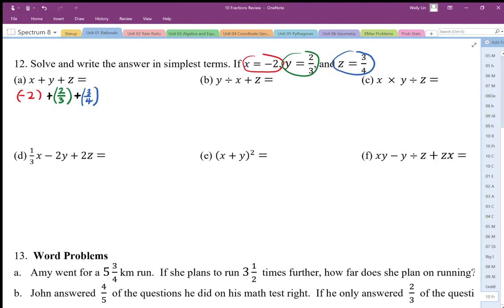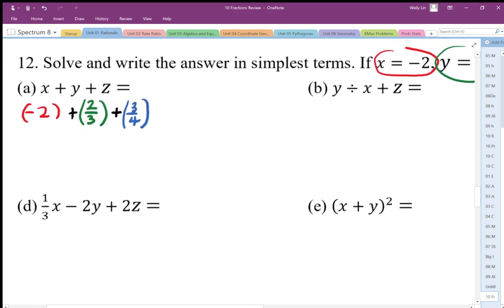So here what we're going to do is we're going to take this expression and substitute in the x, y, and z and then evaluate the expression. So here we have the substitution: x equals -2, y equals 2/3, and z equals 3/4. To add this together, we need to have a common denominator.